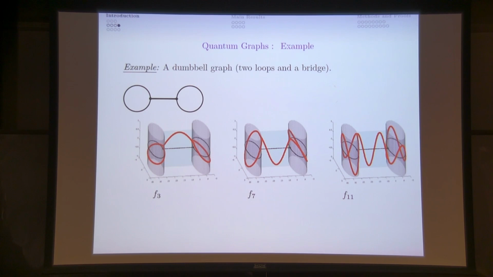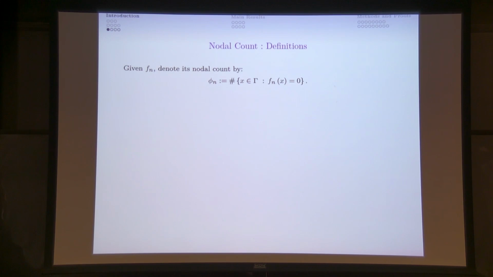These are nice waves. And now I can define the nodal count. So what is a nodal count? I'm just counting the number of points where the eigenfunction vanishes. Yeah. So if I'm understanding correctly, if there's only one edge getting to that point, you will have a Neumann condition. Exactly. And if you have two edges coming in, you can move that. Yeah, you can. Exactly. So throughout, I assume no vertices of degree two because I can just remove them.